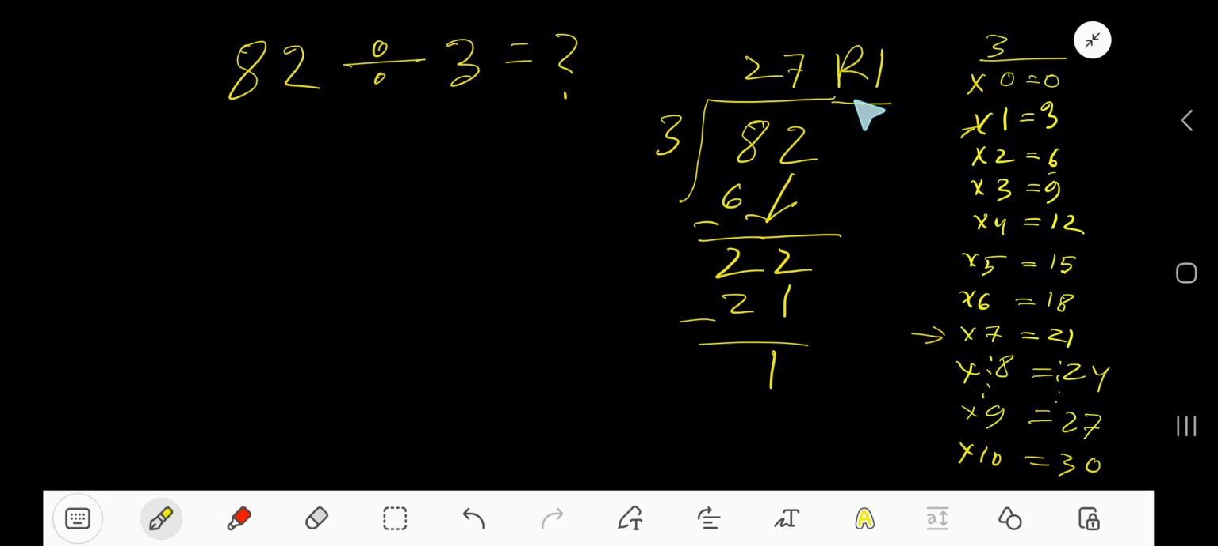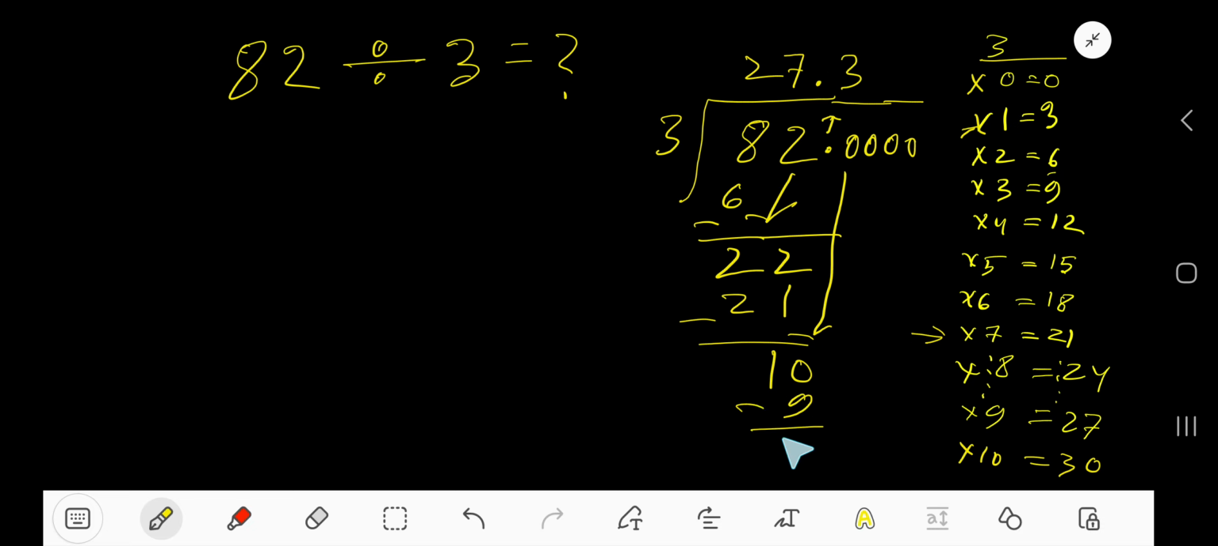But if you want to write your answer in decimal form, then place a decimal here, add a number of zeros, and bring down the first 0. Before this 0, a decimal point must come in the quotient directly. 3 goes into 10 how many times? 4 times 3 is 12, which is greater, so 3 times. 3 times 3 is 9, subtract, 1, bring down this 0.